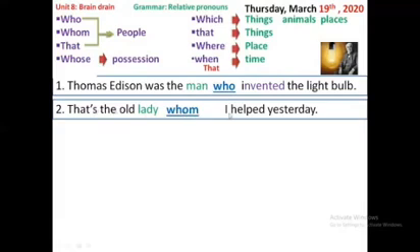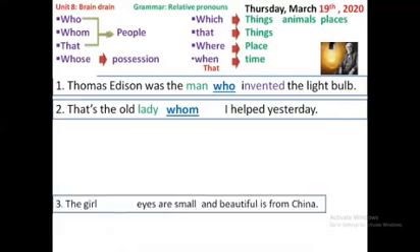That's the old lady who I helped yesterday. It's not correct. So we have to say whom. Remember who and whom? Who refers to people or persons followed by verb. Whom refers to persons and followed by subject. Here I don't care about the singular or plural form here. I don't care if we say a man or man, plural or singular, doesn't matter.